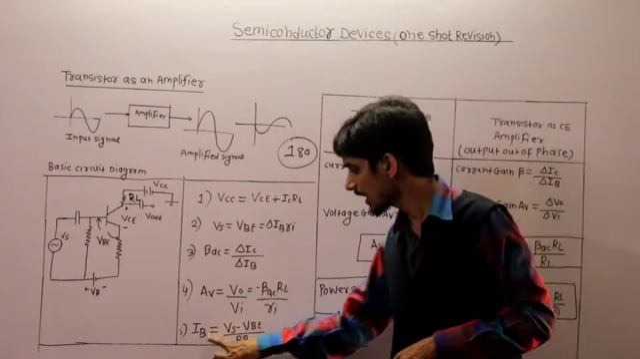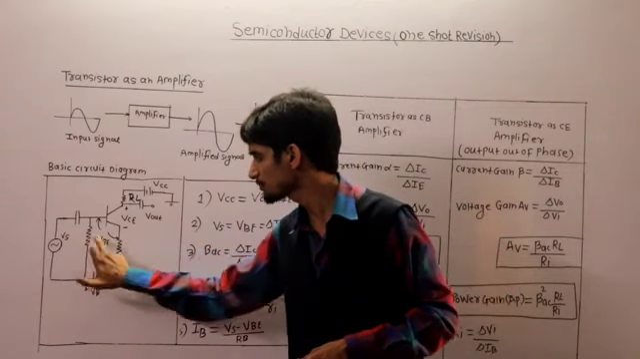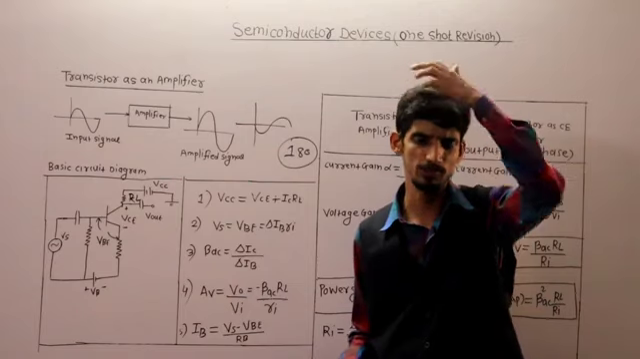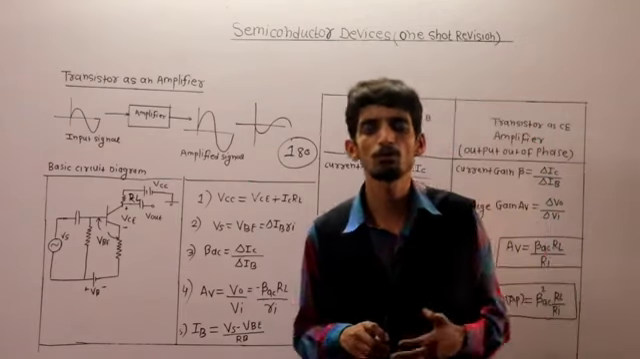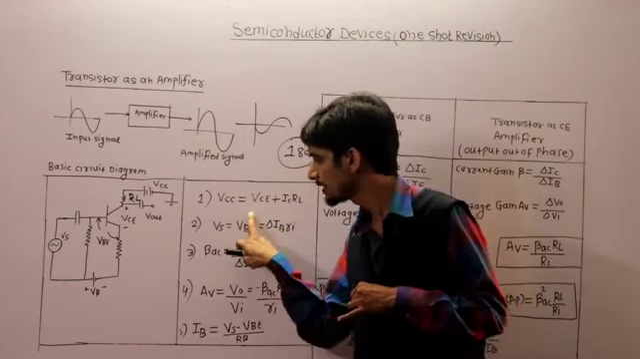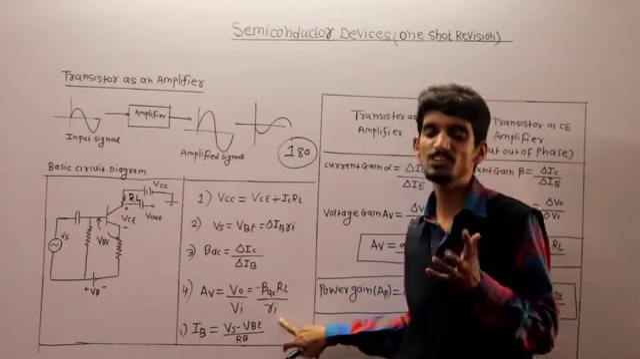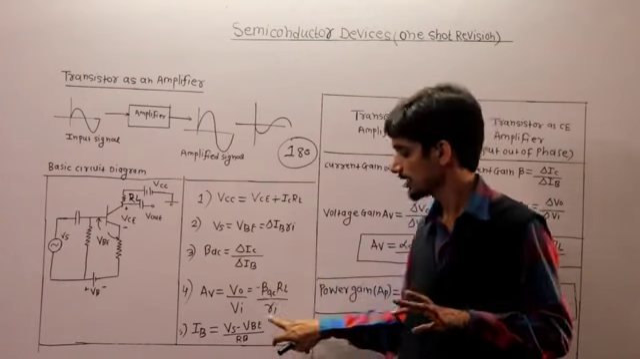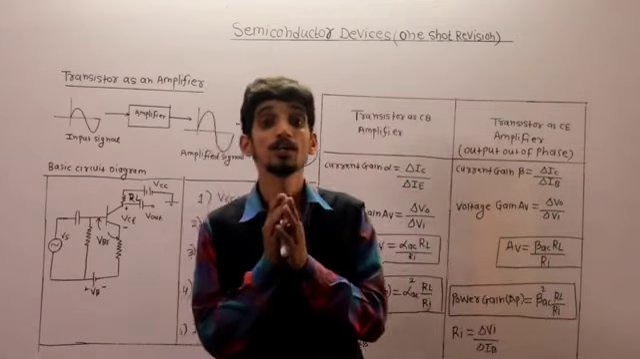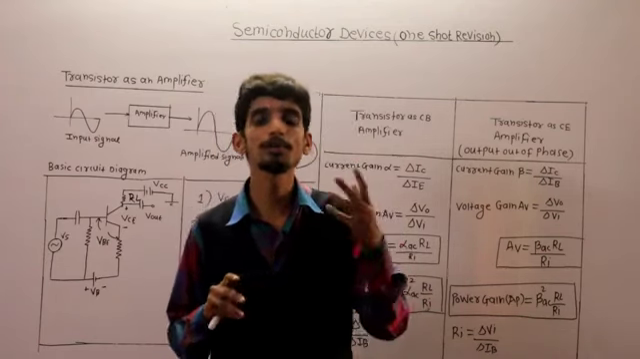Then IB, that is the base current. Base current is Vs minus Vb upon Rb, because these formulas can be utilized for solving problems, or whenever we want to find out Rb, we can use this formula. So you have to remember these basic formulas: VCC is equal to VCE plus ICRL; beta AC is delta IC by delta IB; voltage gain is beta AC RL by RI; and IB is equal to Vs minus Vb by Rb. These are the basic formulas which are important for the transistor as an amplifier in common emitter.